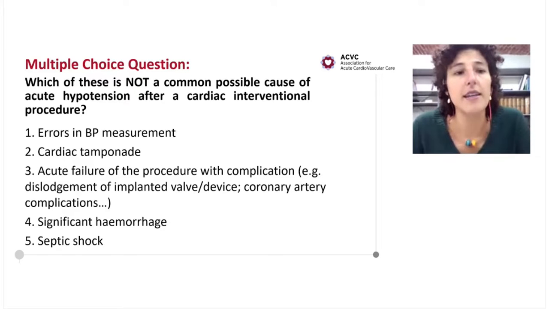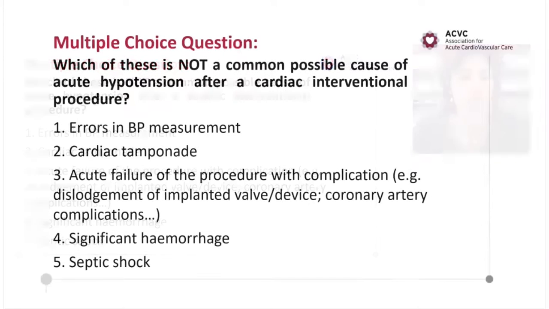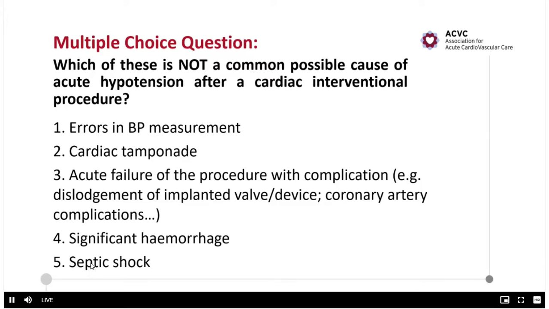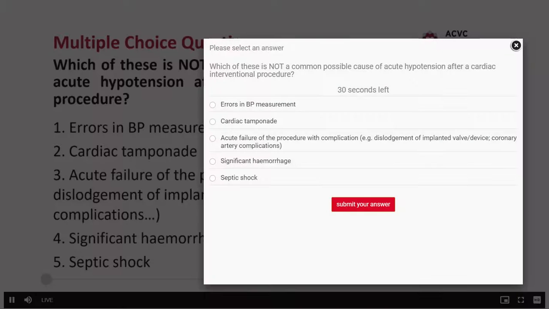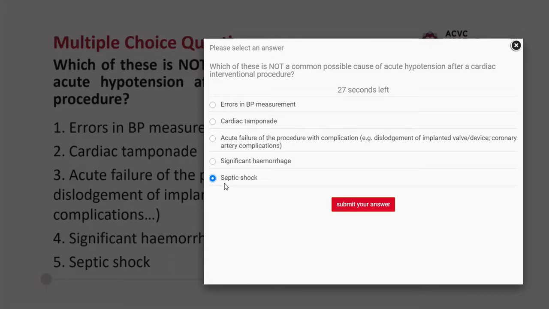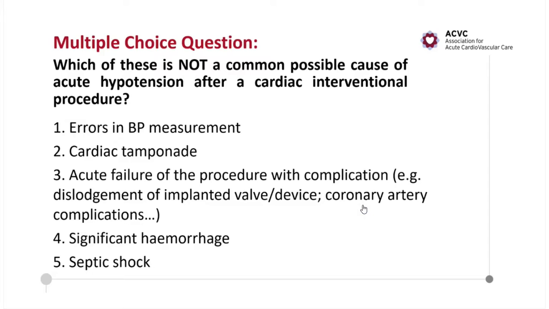So here comes my first multiple choice question for you. Which of these is not a common possible cause of acute hypotension after a cardiac interventional procedure? 1, errors in blood pressure measurement. 2, cardiac tamponade. 3, an acute failure of the procedure with a complication, for example, a dislodgement of an implanted valve or device or coronary artery complications. 4, a significant hemorrhage, or 5, a septic shock. So I have 30 seconds here to vote.